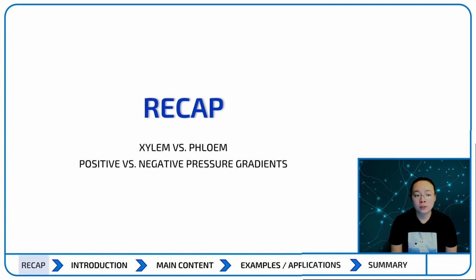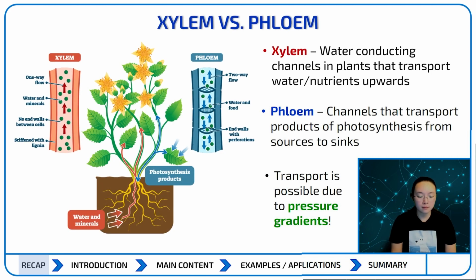First of all, we'll start with the recap. All we did in the previous lecture was talk about xylem and phloem, and of course, positive versus negative pressure gradients. As a quick summary, xylem is the water conducting channel in plants that transports water and nutrients up, so it's one-way flow only. Phloem is the channels that transport products of photosynthesis from sources to sinks.